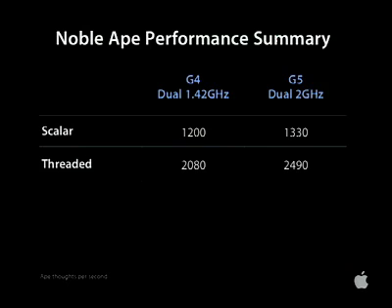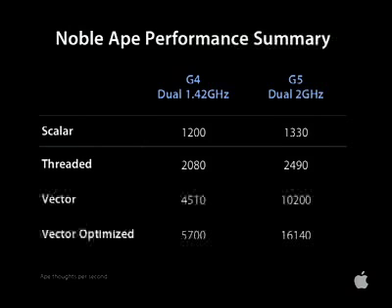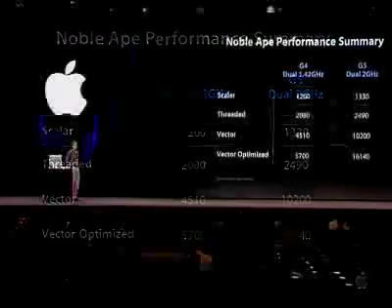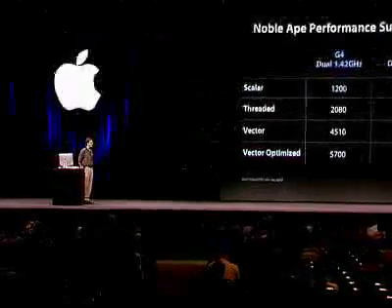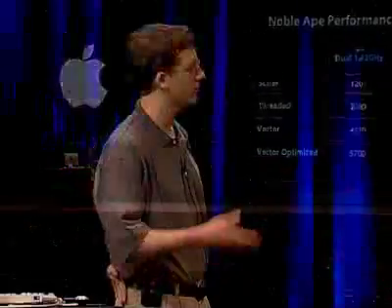So when we added the threading, we can see that we get a bigger jump than what the G4 got, going from scalar to scalar threaded. Then vector, an even bigger jump, and vector optimized, an even bigger difference. And the reason is that as we improve this code, we're more and more constrained by the memory bandwidth available in the system. Well, on the G5, we're simply not as constrained. We have a lot more memory bandwidth to play with here.